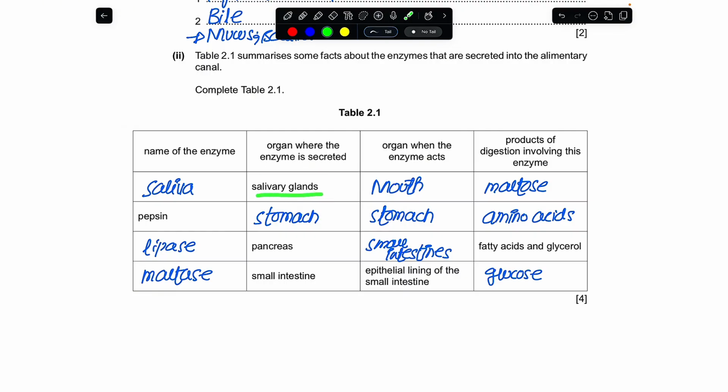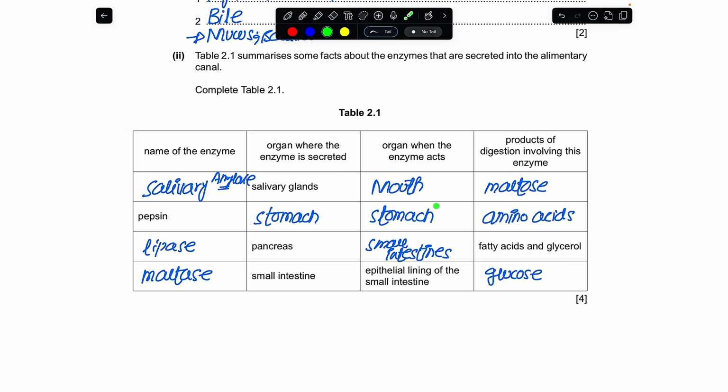This is the salivary gland, and we know the enzyme in the salivary gland is salivary amylase, right? Not the saliva, but the name of the enzyme would be salivary amylase enzyme. It would be carried with the help of the salivary duct to come into the mouth, and it would act on the starch, and the end product we would obtain in the mouth is maltose.